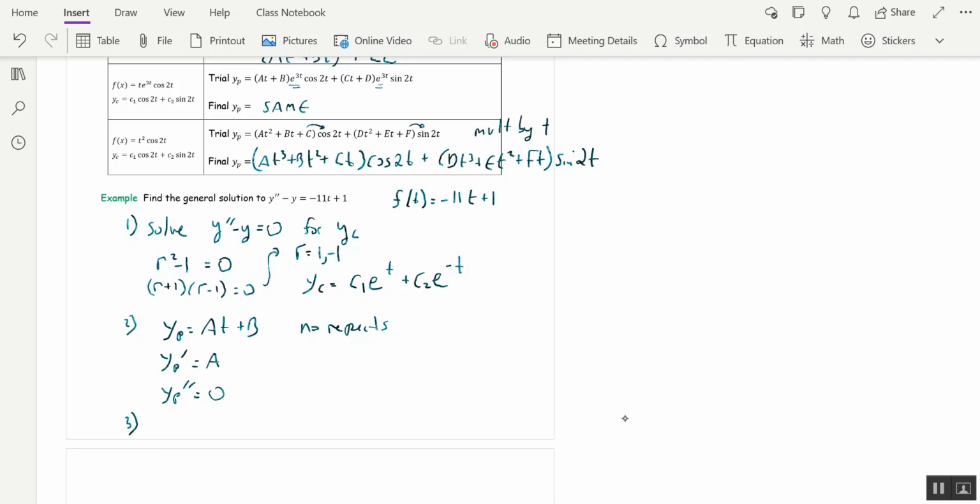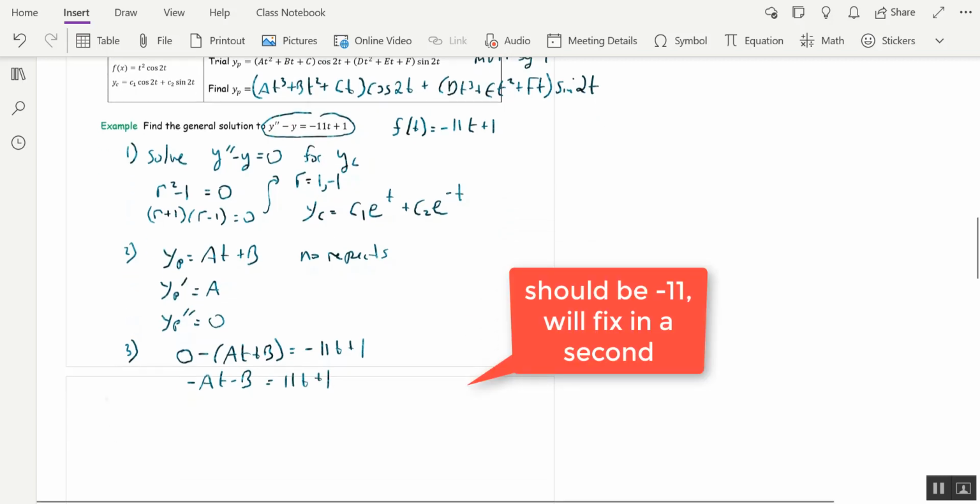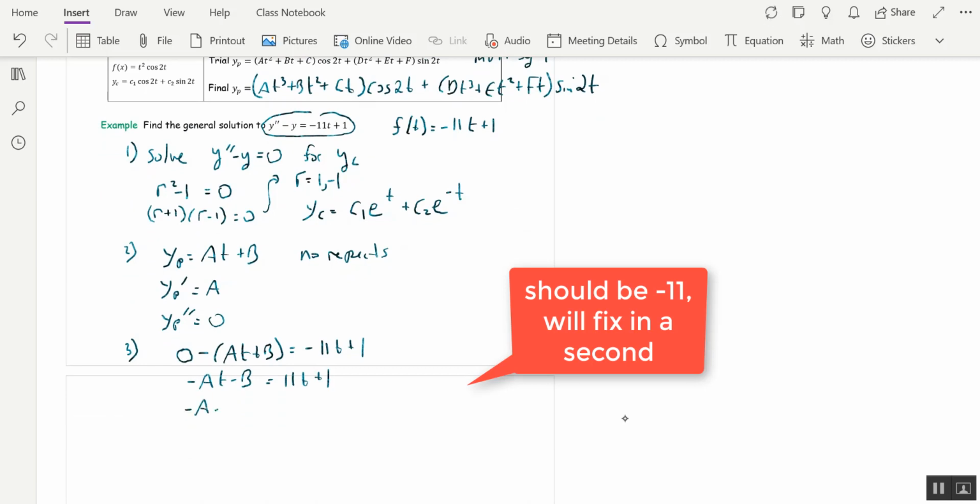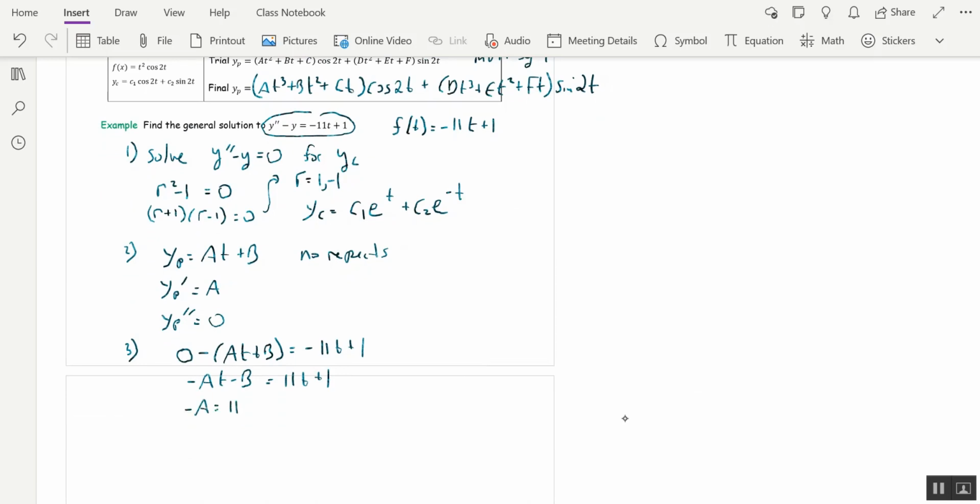Step 3, I plug that information into my original differential equation. So y double prime is 0. I subtract y, which is at plus b, and I set that equal to negative 11t plus 1. Now I'm going to equate coefficients. On the left, I have negative at minus b, and on the right, I have negative 11t plus 1. So that tells me that negative a is negative 11, and negative b is 1. So a is 11, and b is negative 1.